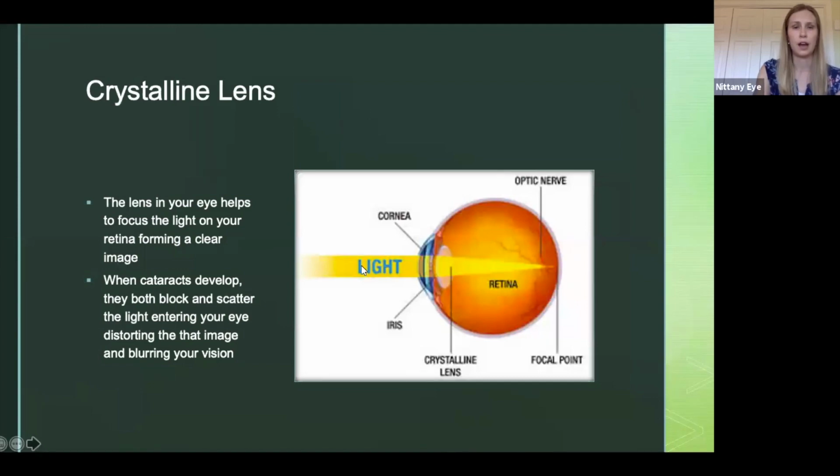So here's another diagram. You can see the lights coming in, and then a clear image is hopefully forming on the back. As I said, this lens can bend and change shape, and it, along with the cornea, this front surface of your eye, really helps focus the light on the back. So when cataracts develop, they both block and scatter the light so that an image is no longer clear. It starts to become distorted, and that's why your vision gets blurry.